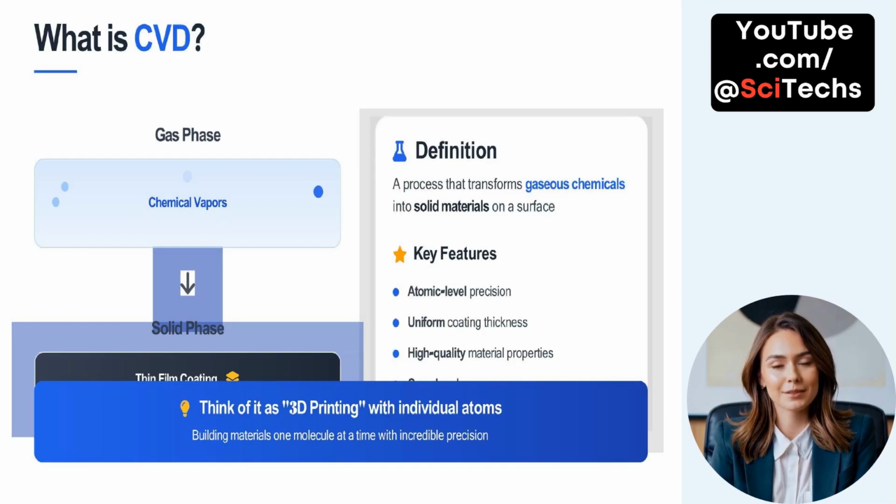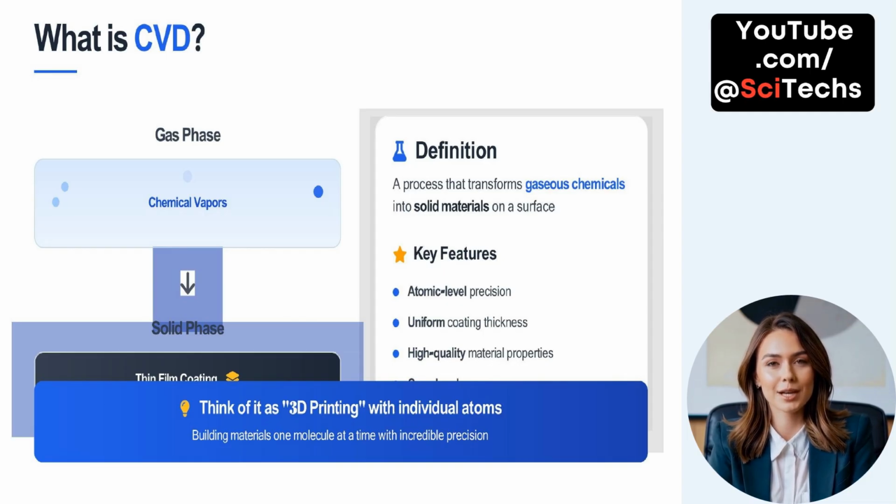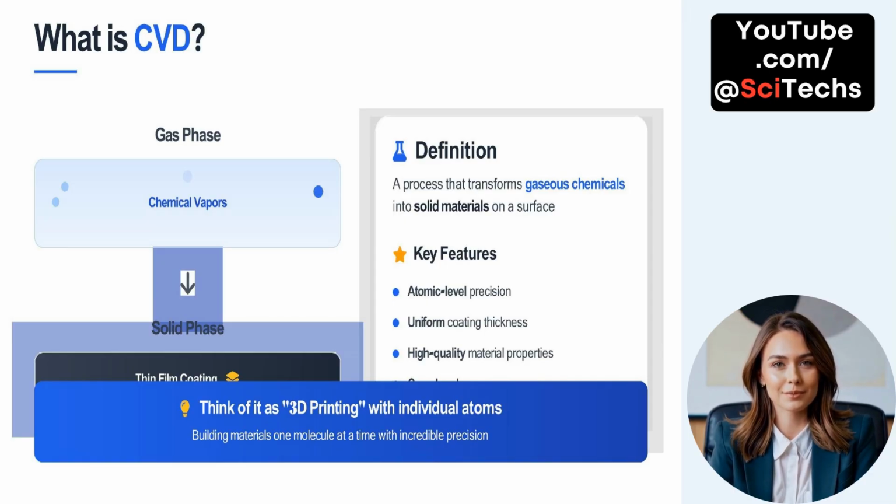What is CVD? Chemical vapor deposition, or CVD, is a process that transforms gaseous chemicals into solid materials on a surface. In essence, it involves introducing chemical vapors in the gas phase, which then react or decompose to form a solid phase, typically a thin film, on a substrate. This transformation is the cornerstone of modern thin film coating technology.